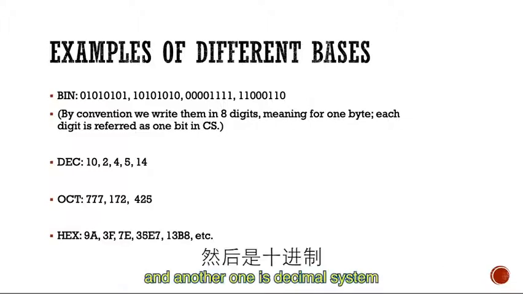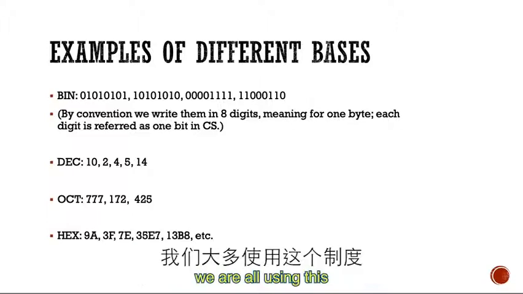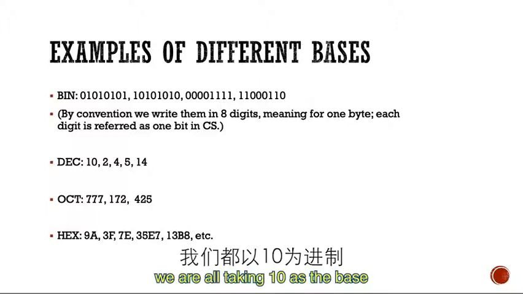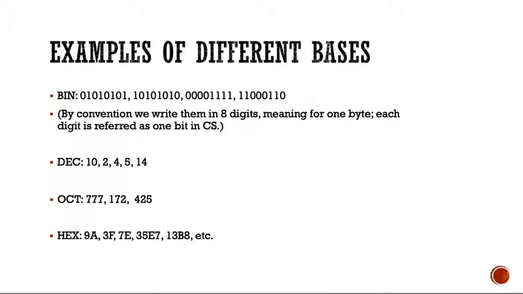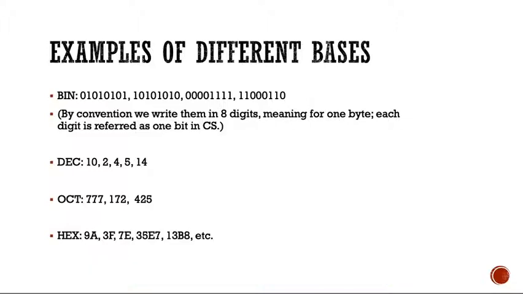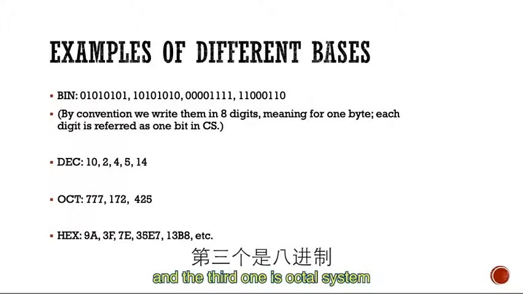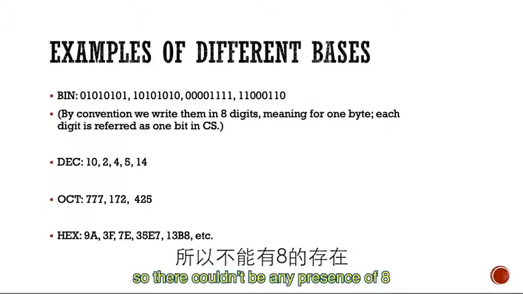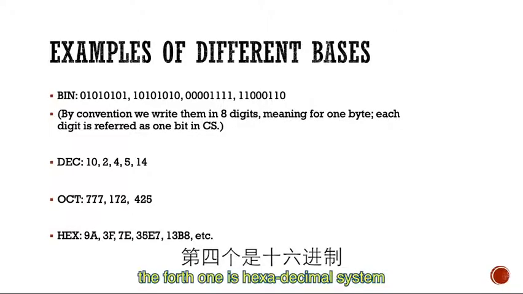And another one is the decimal system. We are all using this. We are all taking 10 as the base. So every time a number exceeds 10, then the digit of it increases. And the third one is the octal system, so there couldn't be any presence of 8. The fourth one is the hexadecimal system.